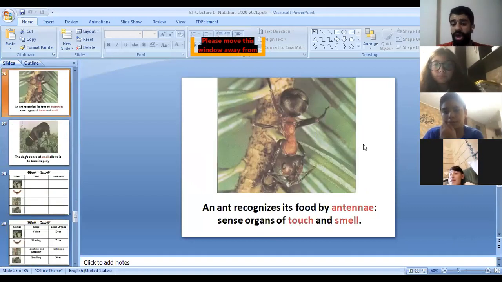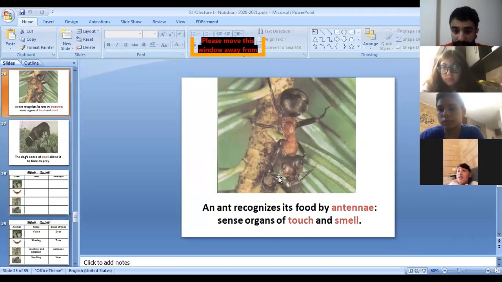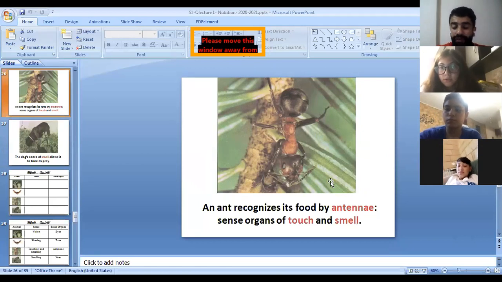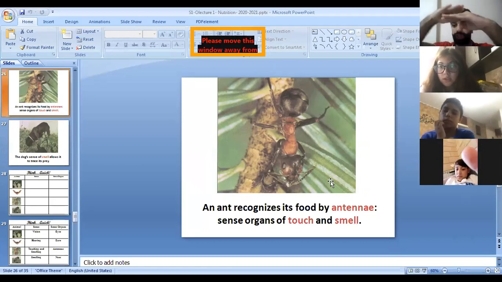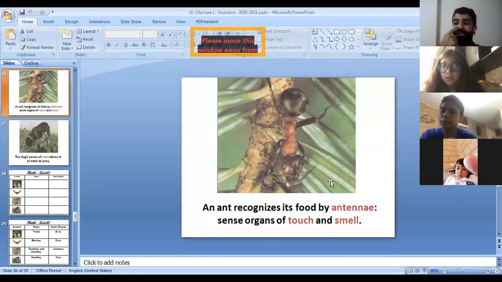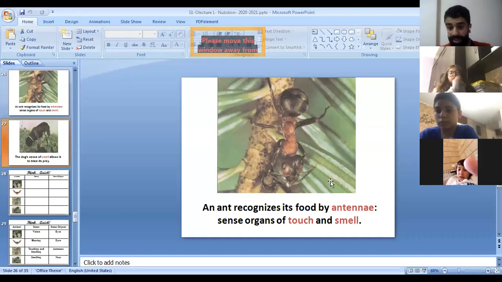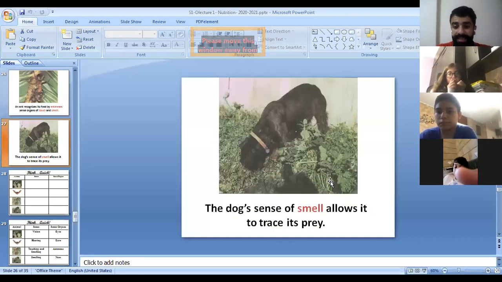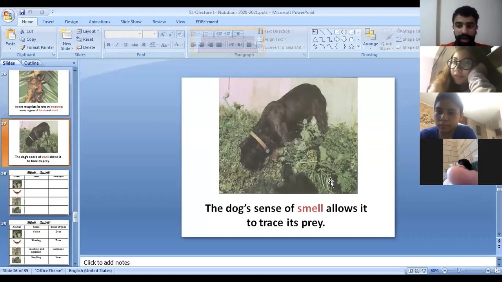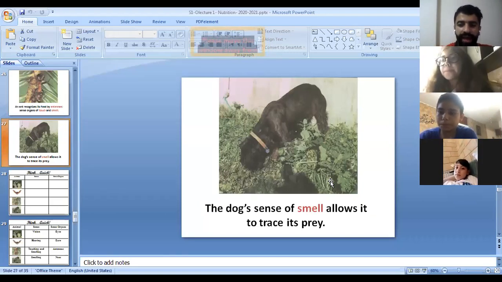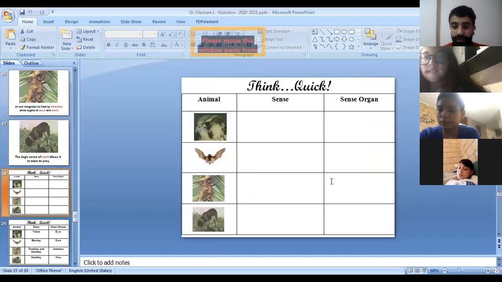An ant recognizes its food by using the antennae. These are the antennae. They are the organs of the sense of touch and smell. They can touch through the antennae and they can smell through the antennae. They don't have a nose. The dog's sense of smell: the dog smells the meat, smells the food, and then can trace the prey and move toward it.